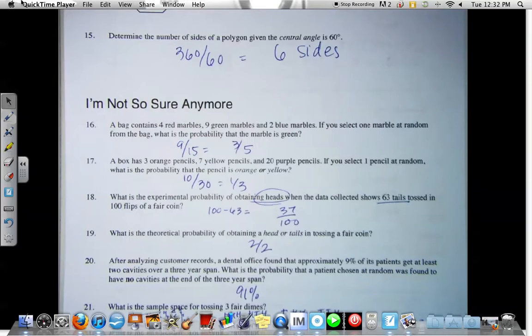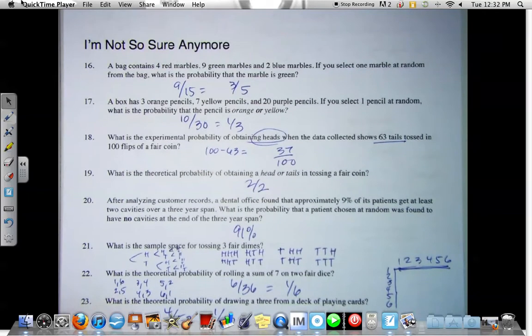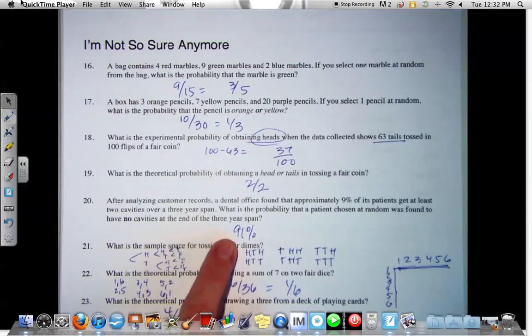20, after analyzing customer records, a dental office found that approximately 9% of its patients get at least 2 cavities over a 3-year span. What's the probability that a patient chosen at random was found to have no cavities? So that would be 91.